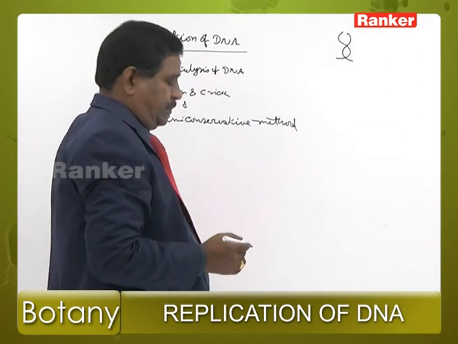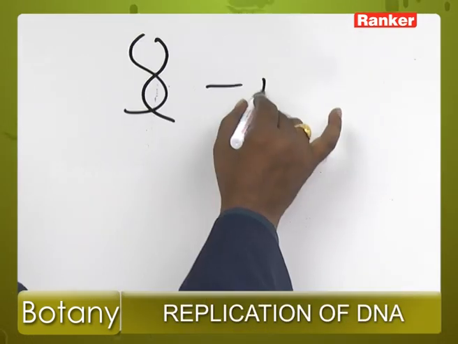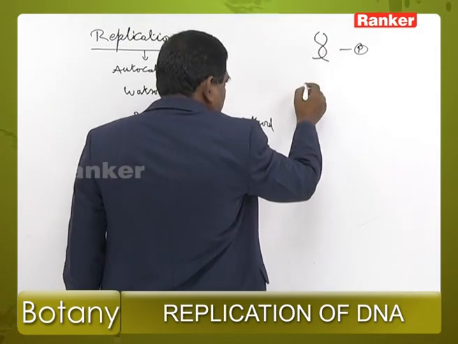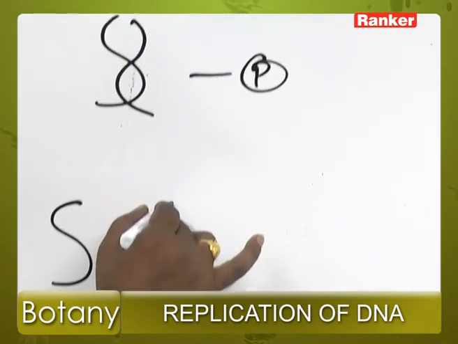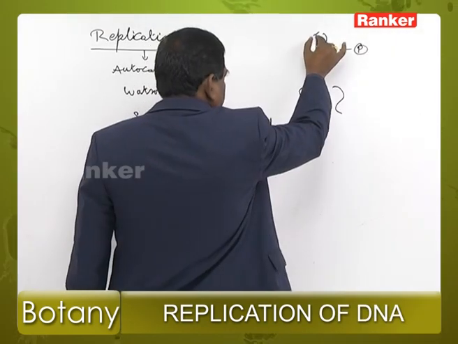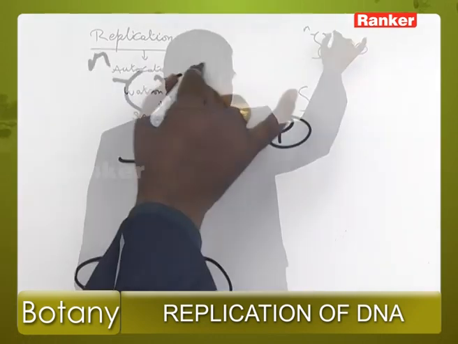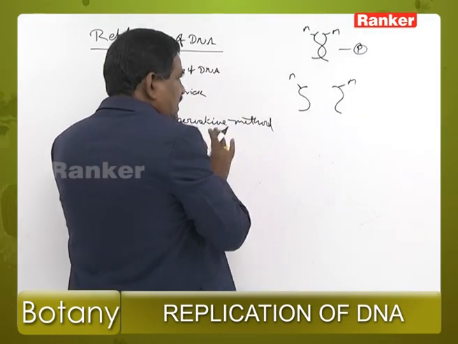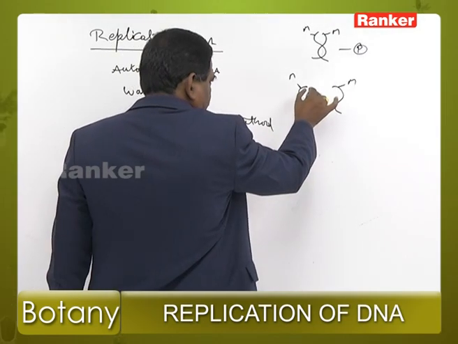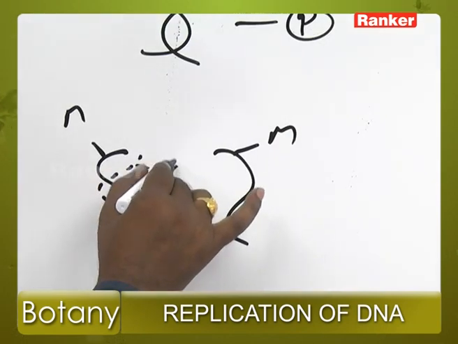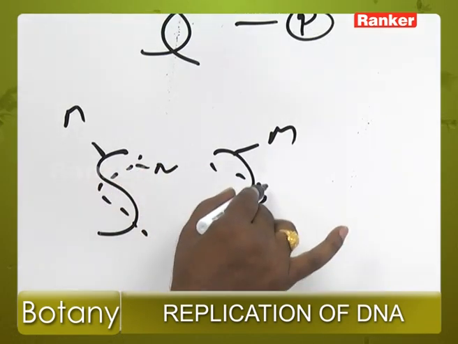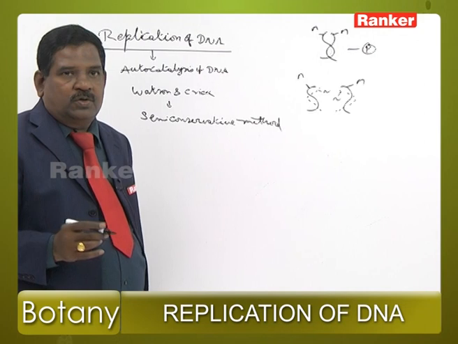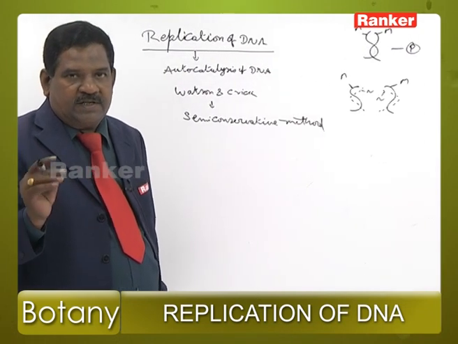Suppose one DNA is the parental generation. During its replication, the two strands separate from one another. These are the mother strands. The two mother strands are separated, and a new strand is formed on each. So two DNA molecules are formed in replication.